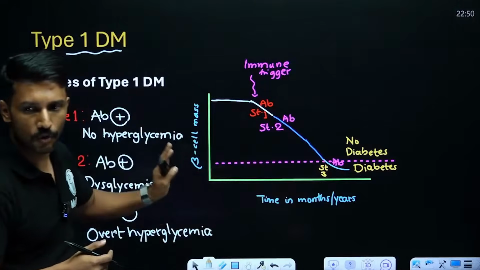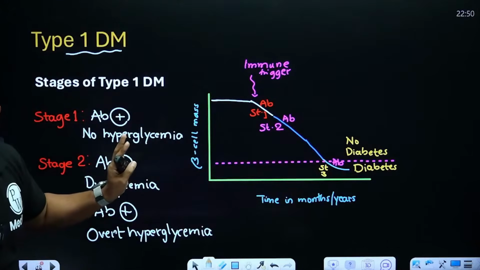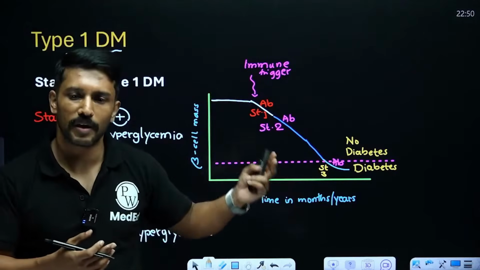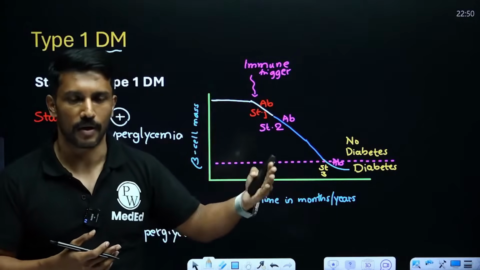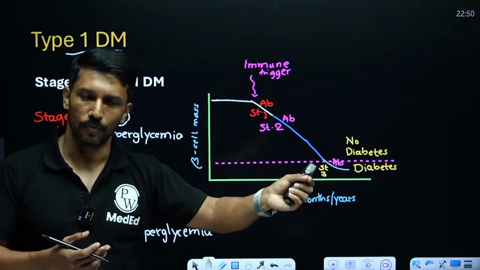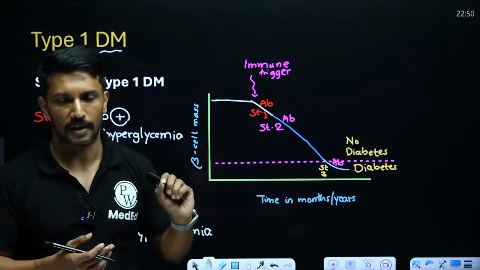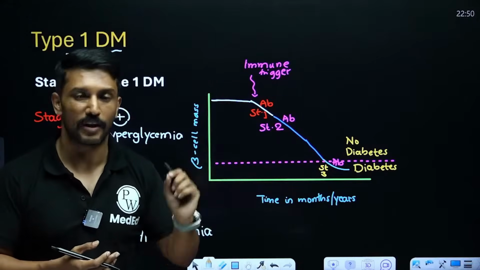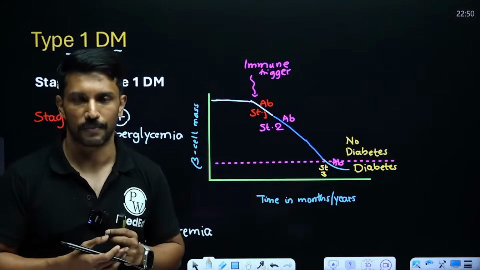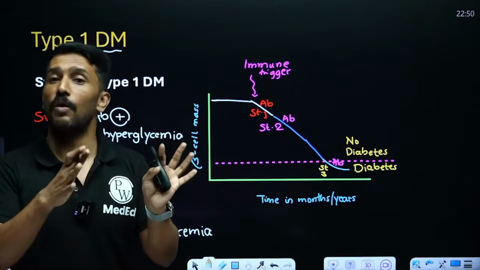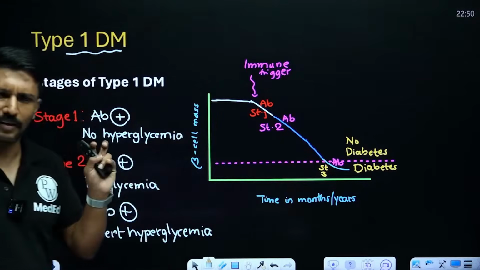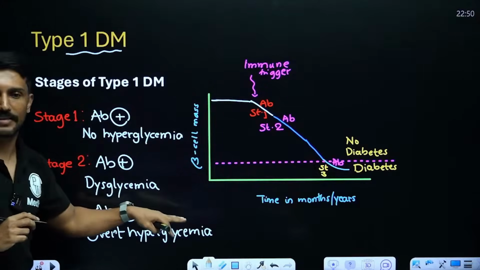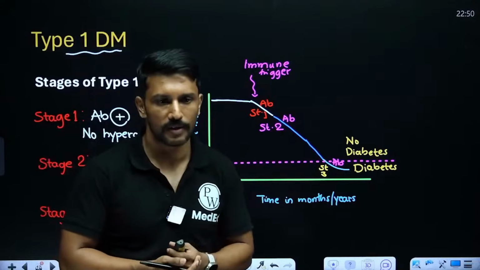Okay, so this is the story of the type 1 diabetes mellitus. Overt means obvious hyperglycemia. Obvious hyperglycemia we have already defined when we call it as fasting more than or equal to 126 milligrams per deciliter, post-prandial more than or equal to 200 milligrams per deciliter, or HbA1c more than or equal to 6.5. Values less than this but still not normal, which we classically call it as pre-diabetes, that will be fitting into this dysglycemia. That is stage 2. Clear?